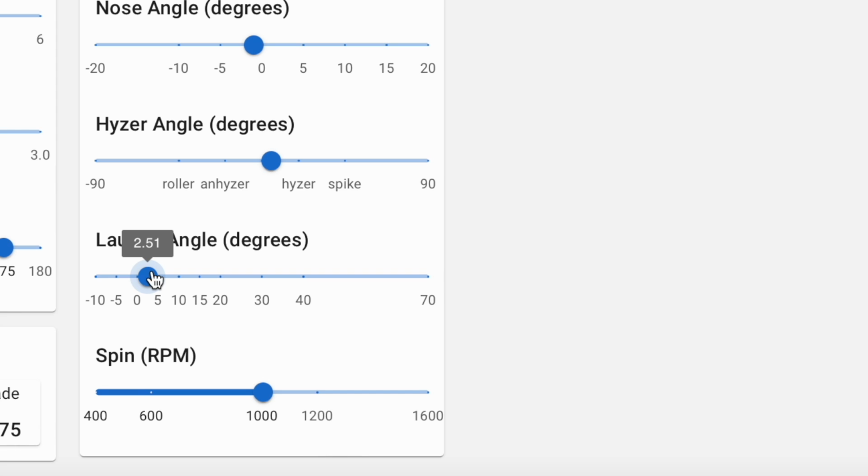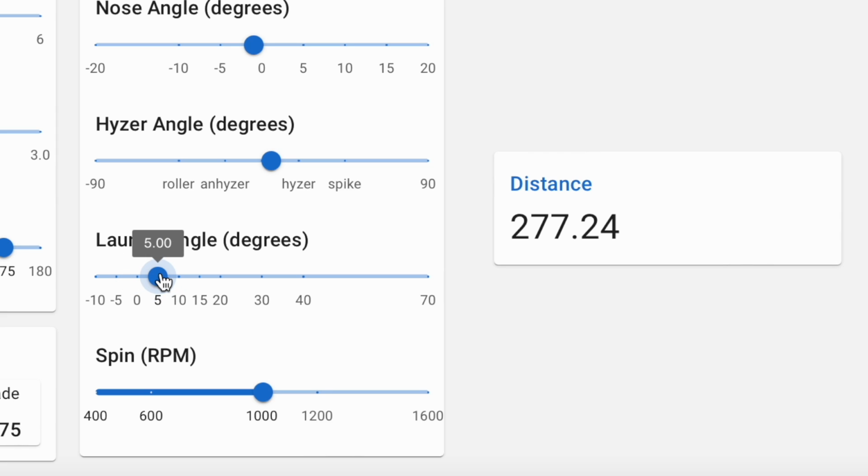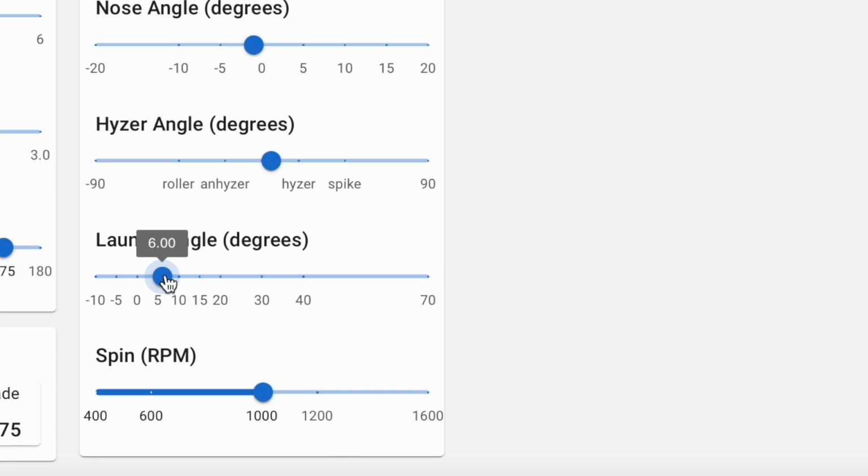Launch angle does a lot to your distance, but my launch angle did seem to be pretty good. If I go all the way down to around 2, I lose around 30-40 feet, which is a lot. So it seems you should stay around 5 to 7 for normal type shots, depending on your spin.